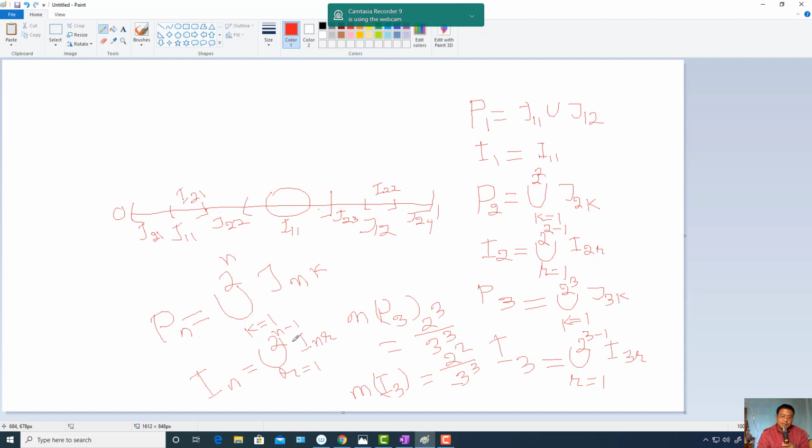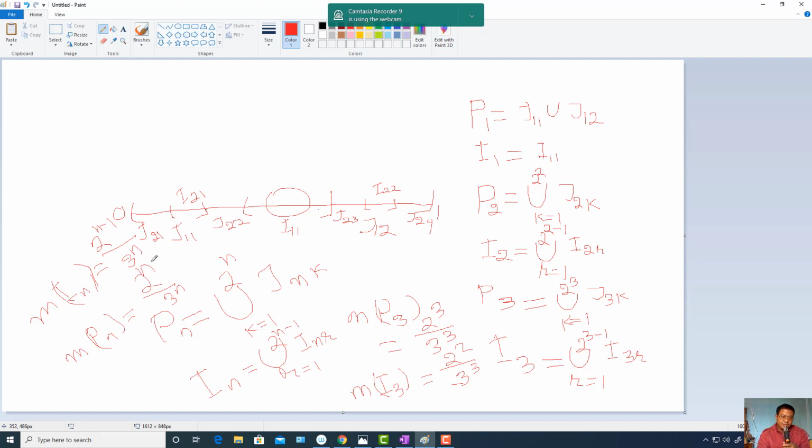Here also each interval has length 1 by 3 to the power n. So what is the total length? The measure of Pn is equal to the total number of intervals, 2 to the power n, multiplied by the length of each interval, 1 by 3 to the power n. So it is 2 to the power n divided by 3 to the power n. This is the measure of the intervals in the nth step. And similarly, the measure of In, the removed open intervals, is 2 to the power n minus 1 divided by 3 to the power n.